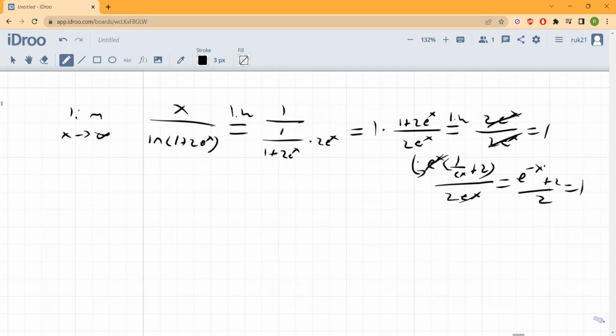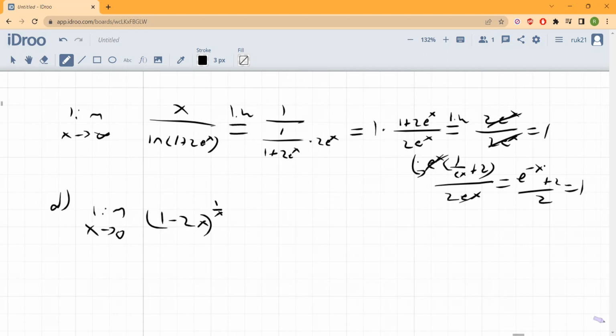That's d. So for d, we're going to get the limit as x approaches 0 of 1 minus 2 to the x, all to the power of 1 over x. And what we are going to do here is basically ln both sides.